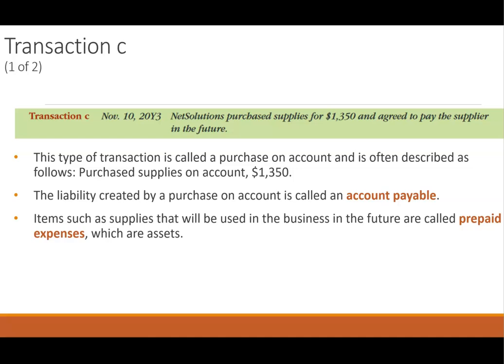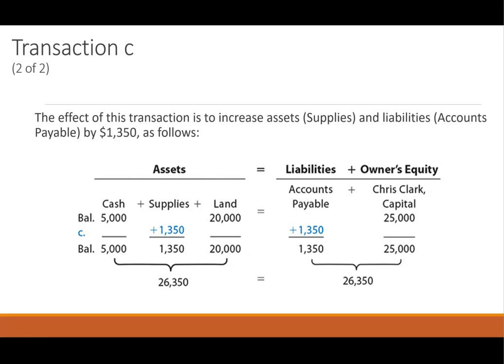These can be items that, like these supplies, we purchased. We have them now, but we owe somebody. So in this case, our supplies of $1,350 is a prepaid expense, which we call an asset. These supplies have a future use. We didn't use them all up. We have $1,350 of goods or supplies that we get to use. So it's an asset. But since we didn't pay for it yet, we have a creditor's claim. We have a liability. We owe that money.